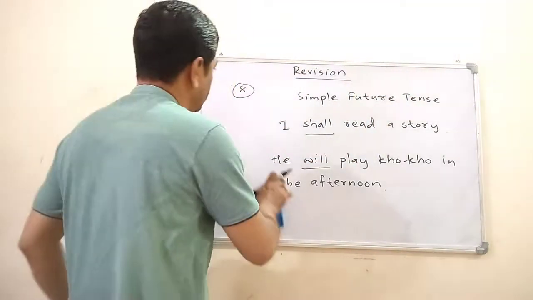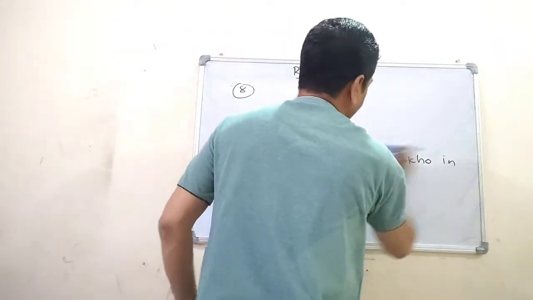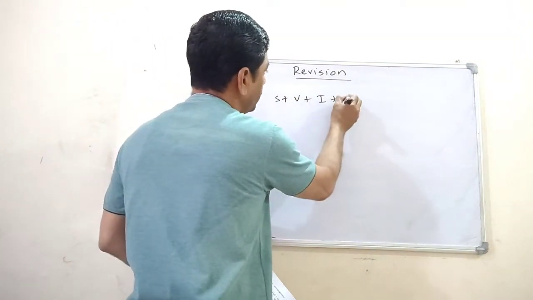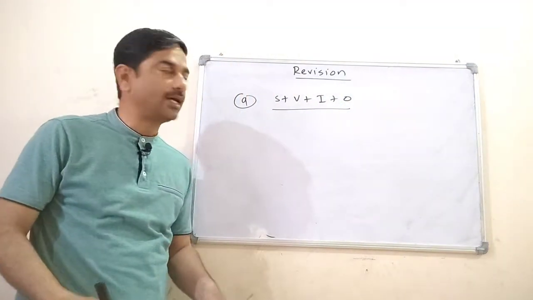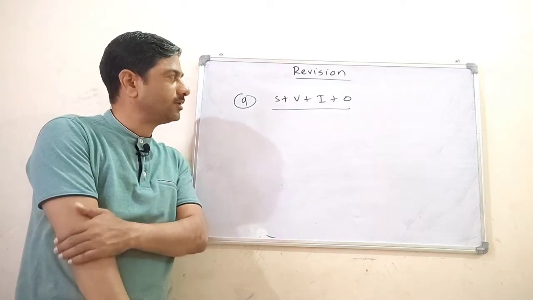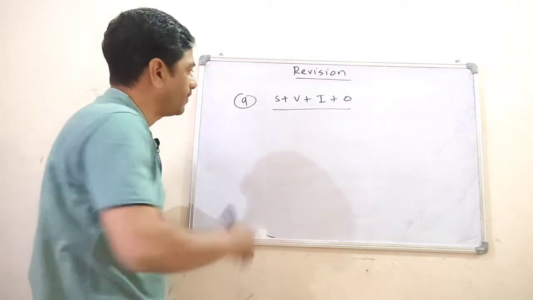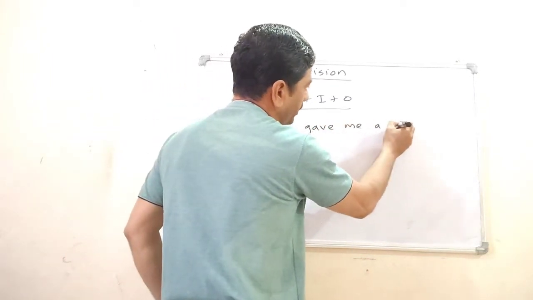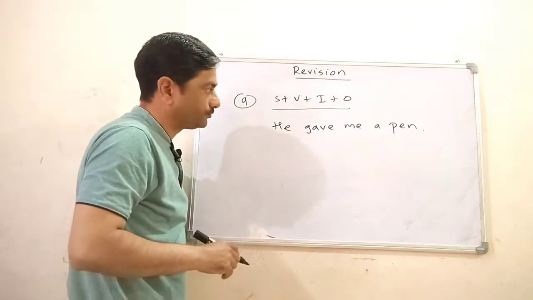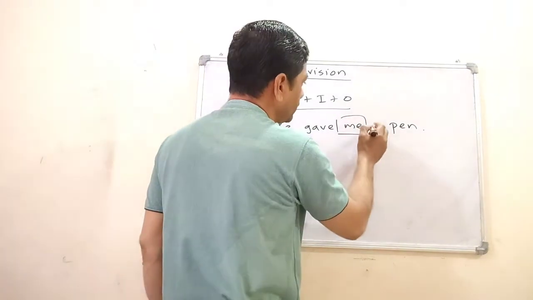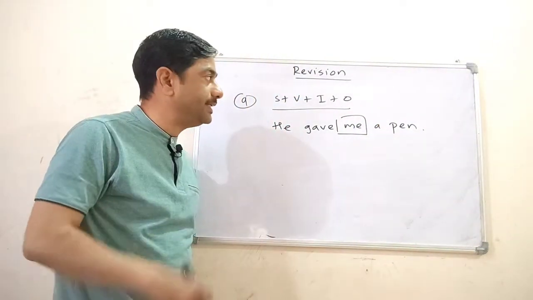We studied one structure, and the structure was like this: S plus V plus I O plus D O. Here IO is indirect object and DO is direct object. He gave me a pen. So here in this sentence, me is the indirect object and a pen is the direct object.